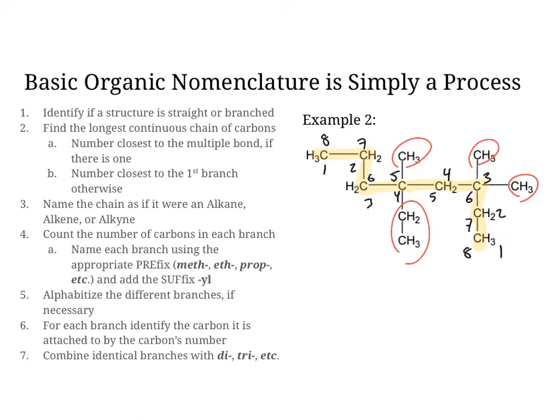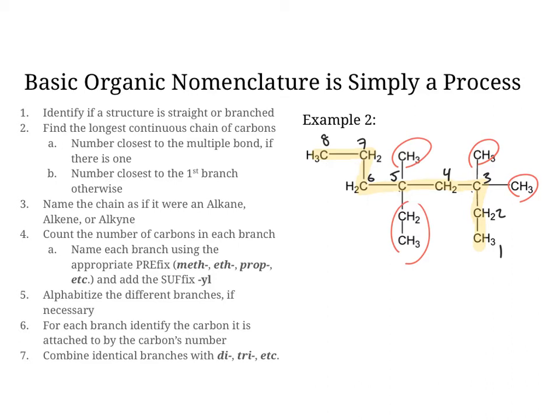But now I'm going to identify when I get to my branches first. If I go from left to right, I get to my first branch on the 4th carbon. If I go from right to left, I get to my first branch on the 3rd carbon. So this time I have to number from right to left. I'm going to erase all this because we don't need it. Okay, so now this is my chain that I'm going to number.